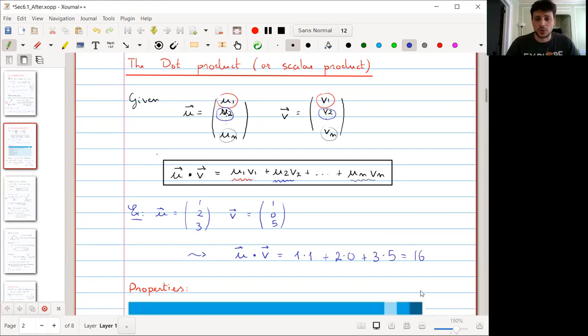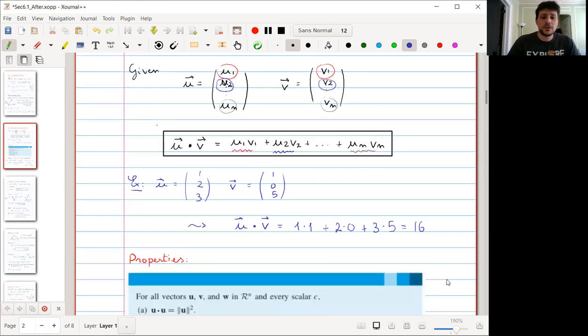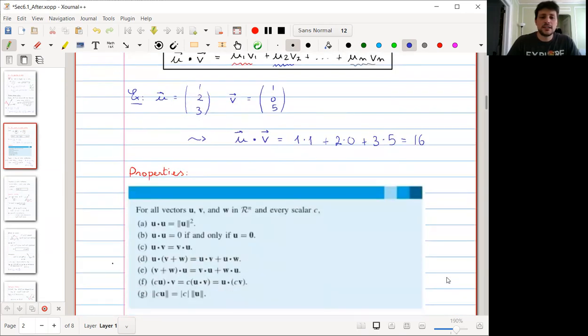That's how the dot product works. Let's have a look at some properties of it. And I want to comment about one in particular, which is this first one, property A. Property A tells you that there's a relation between the norm that we just defined and the dot product.